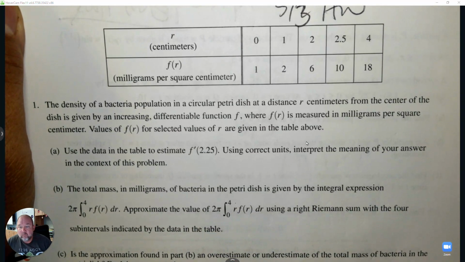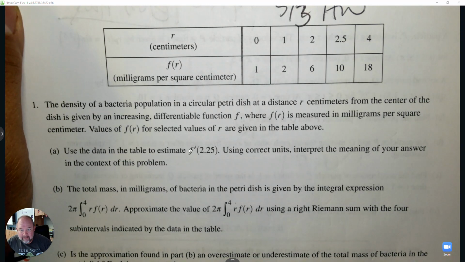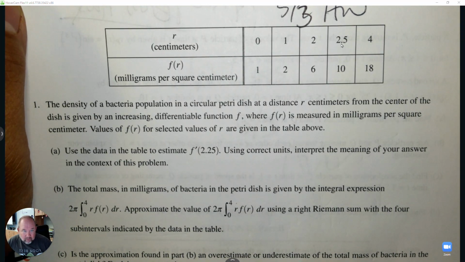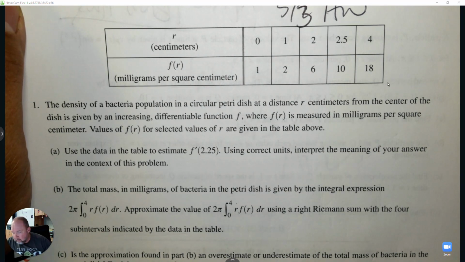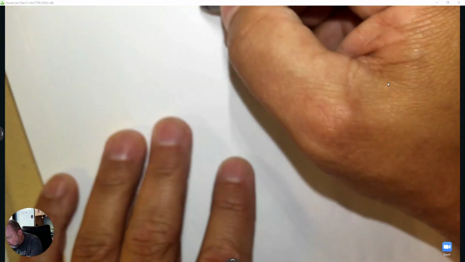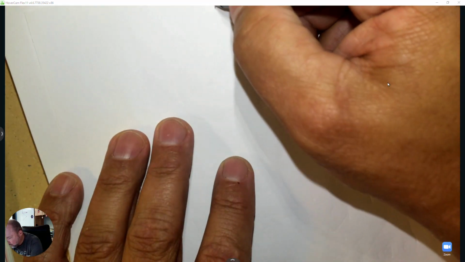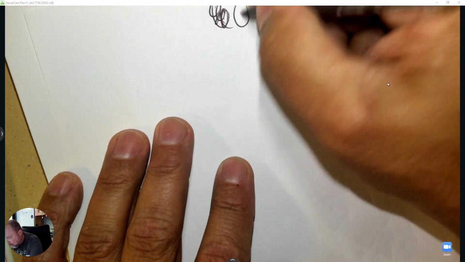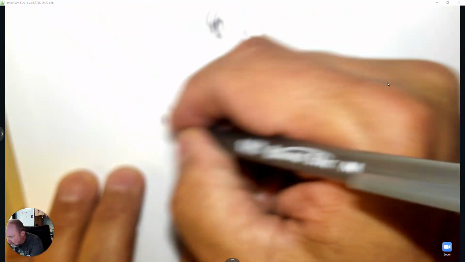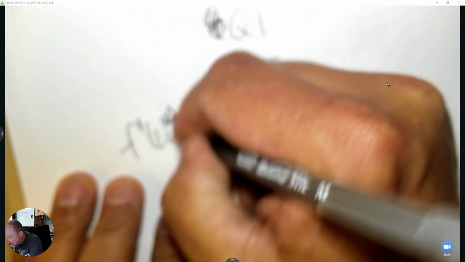So part A, use the data to estimate the derivative at 2.25. So that's in between here. So these are the points we're going to use. Press pause, see if you can do it first. So for part A, we should always write down what we're doing. So it's the derivative at 2.25 equals.